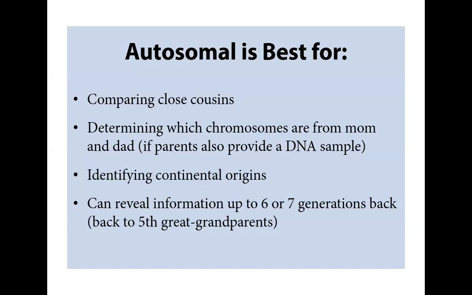You can also use autosomal DNA, if you have parents that have tested, to see which chromosomes you might have inherited from both your mother and your father. This is helpful, obviously, when your parents do test or if you have a way to derive that test. It's also good for identifying what we call continental origins. That means we can't always go back to the specific countries our families are from, but we can at least identify parts of Europe or Asia or Africa or South America that our families come from.